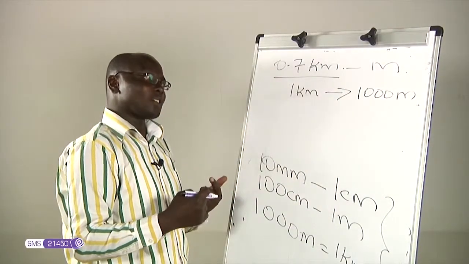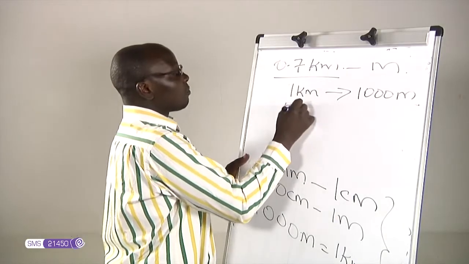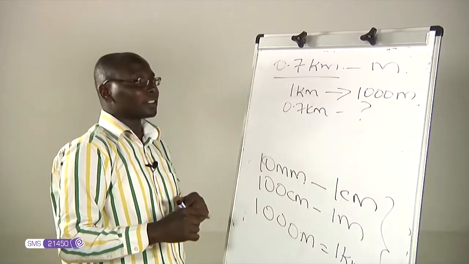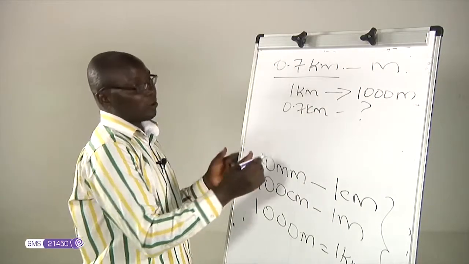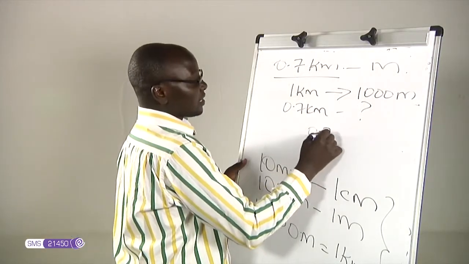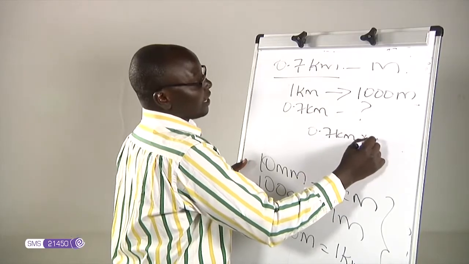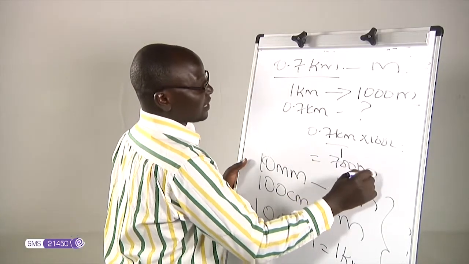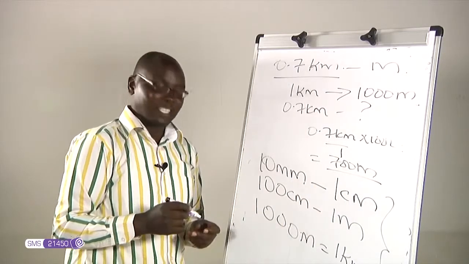Then we ask ourselves, what about now 0.7 kilometers? How much will it be? Then from here, we simply cross multiply. So it is 0.7 kilometers, we multiply by 1,000, divided by 1. So we get 700 meters. So we have converted that already.